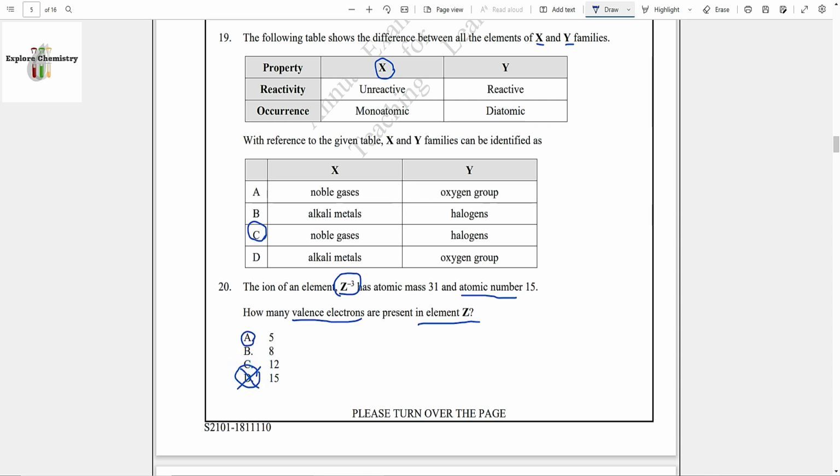How can you recognize this? For 15 electrons, you can write the electronic arrangement. You will know how many electrons are present in the valence shell. Valence shell is the outermost shell. This is the electronic arrangement for 15 electrons. So you can see 5 electrons are present in the valence shell. So 5 is the answer.